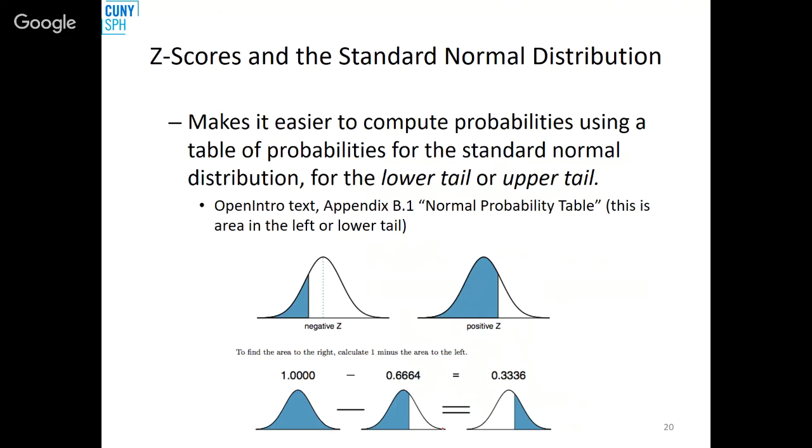The reason I'm telling you about z-scores is it makes it easier to compute probabilities using a lookup table, and it's also an alternative way of describing an observation in terms of its relationship to the distribution instead of in terms of the measurement.